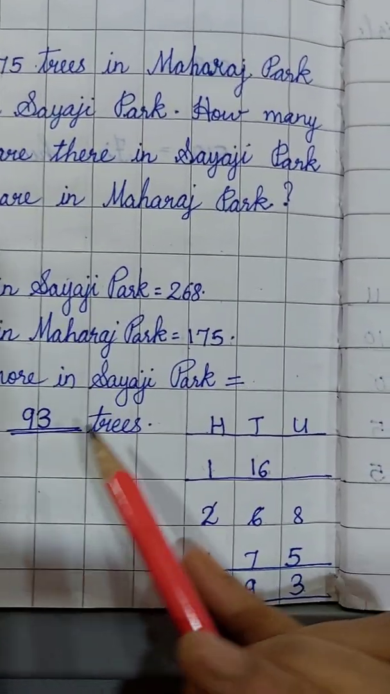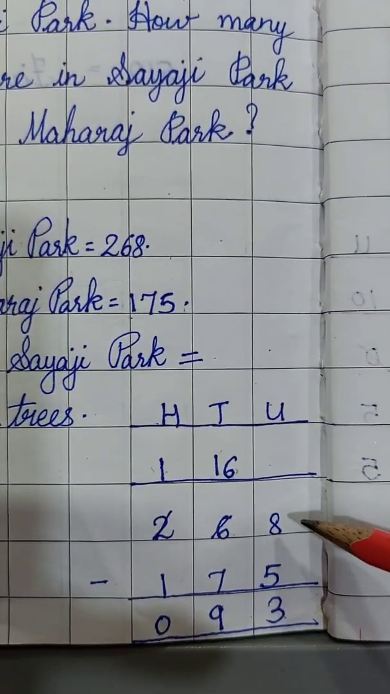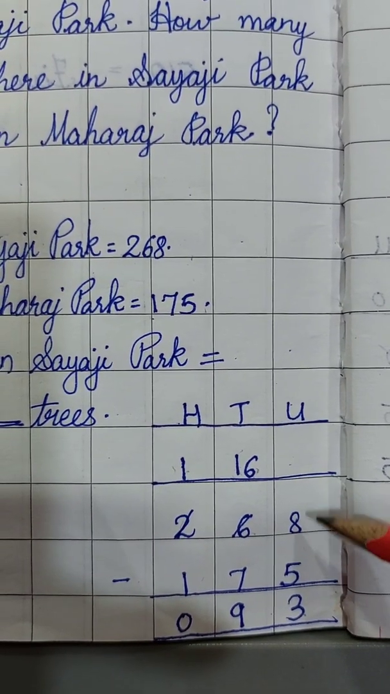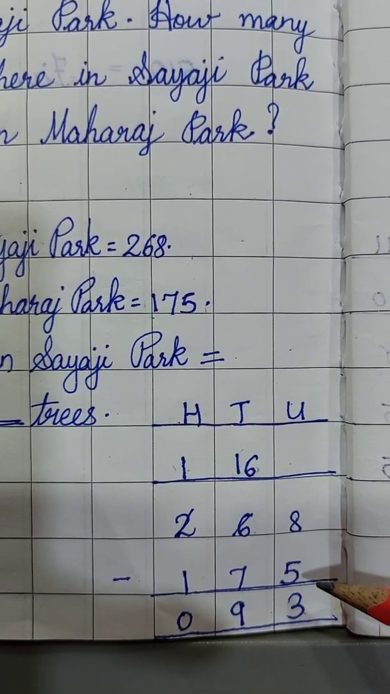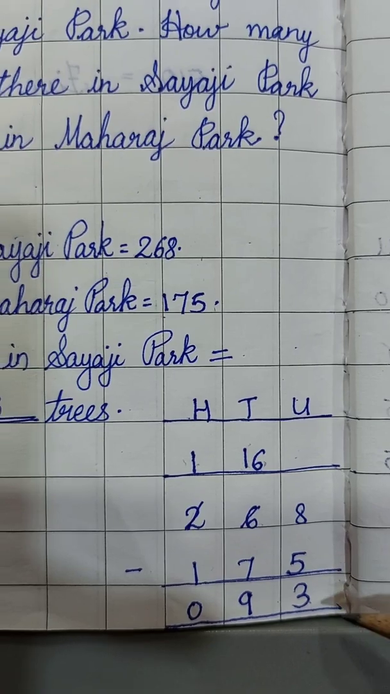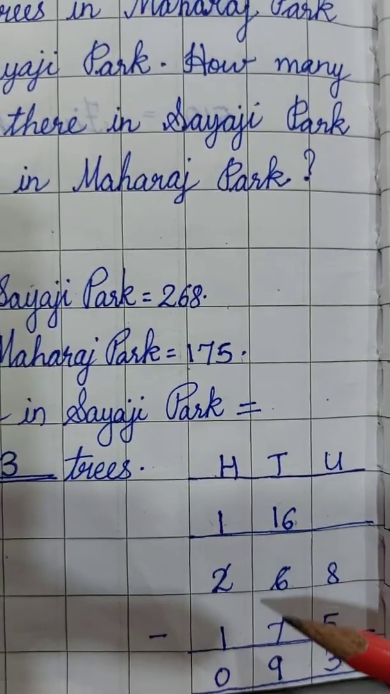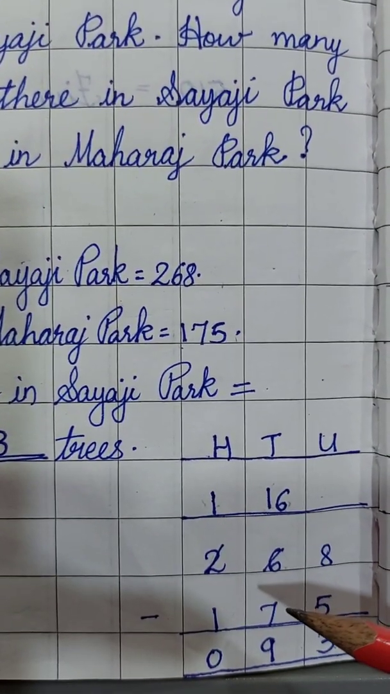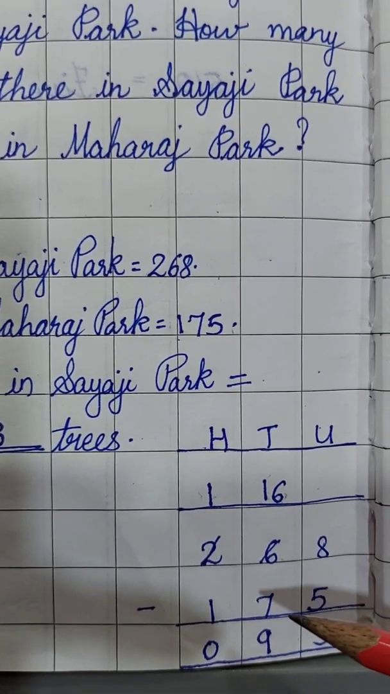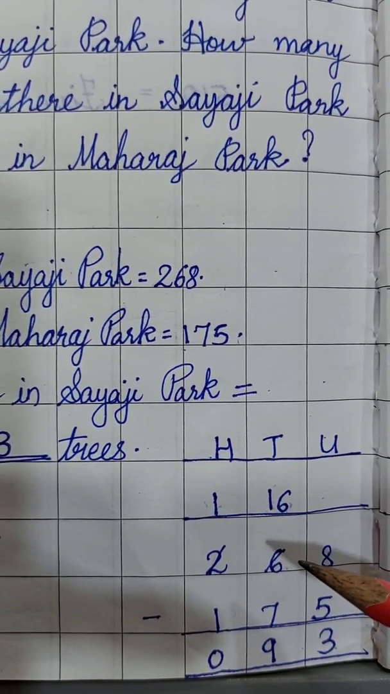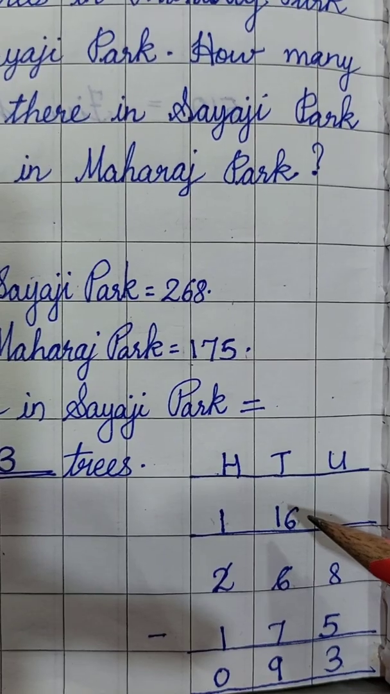How did you get 93? See here. 8 minus 5. Directly you can subtract because 8 is bigger and 5 is a smaller number. So you got 3. Then 6 minus 7. You cannot subtract 7 from 6 because 7 is the bigger number. So what have we done here? Cancel the 6 right on the top.